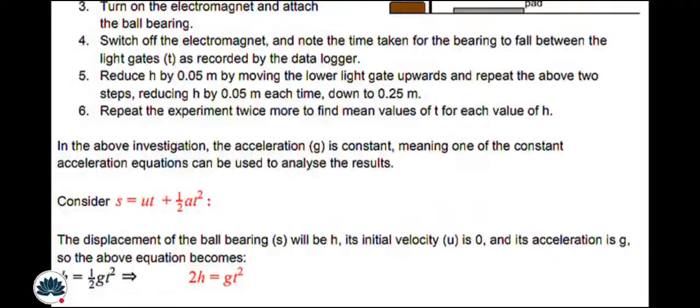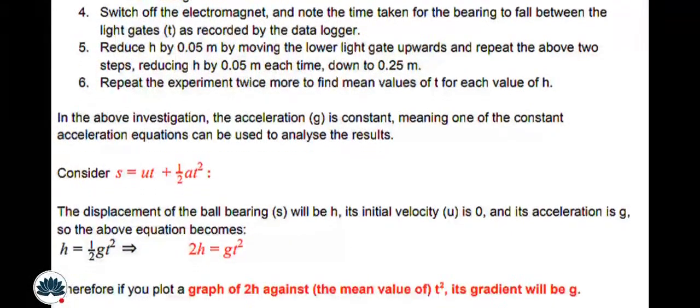In the above investigation, the acceleration g is constant, meaning one of the constant acceleration equations can be used to analyze the result. Consider s equals ut plus 1/2 at squared. The displacement of the ball bearing s will be the height. Its initial velocity u is 0 and its acceleration is g, meaning 9.81. So the above equation becomes h equals 1/2 g t squared.